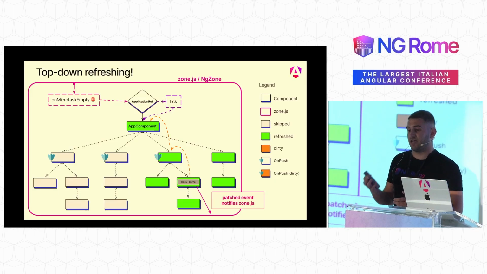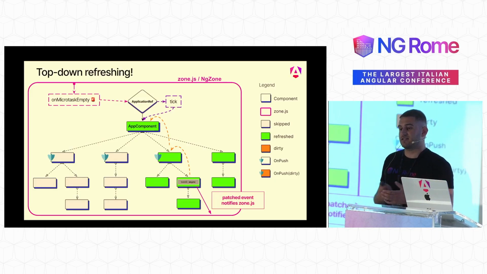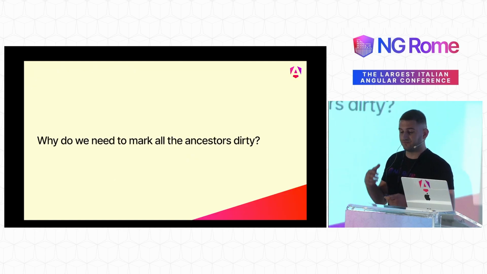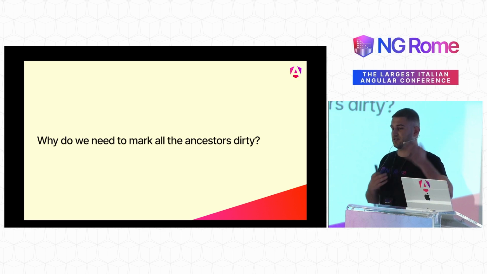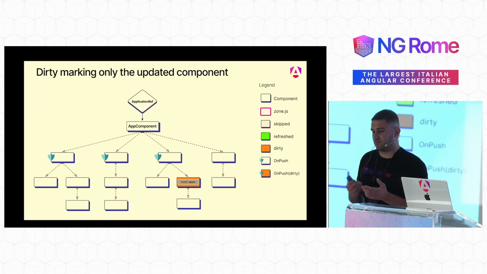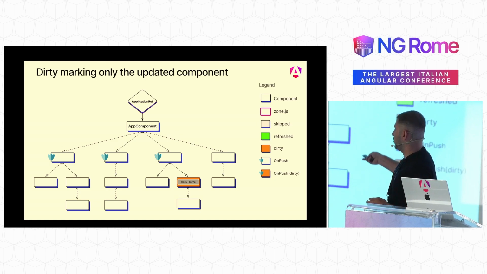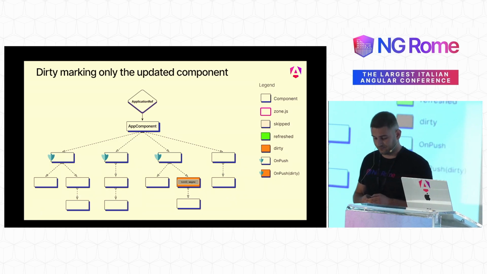So we have that todo async that has some patched event that happens at that point. And of course, it will notify Zone and update the state. But why do we need to mark all the ancestors as dirty? Why do we need to check everything? Well, let's mark dirty only the updated component that we have here, but not all its ancestors.